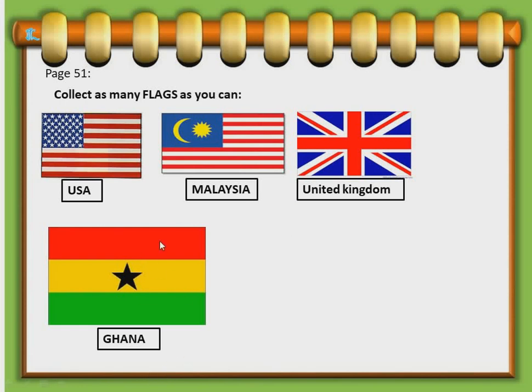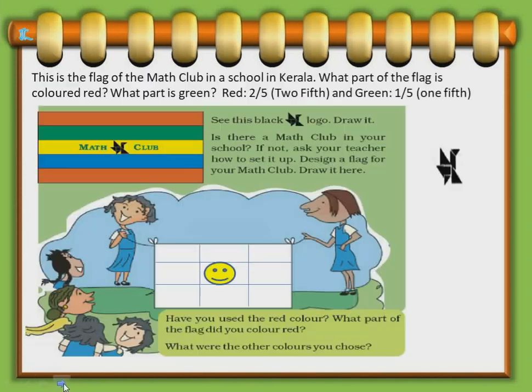For example, in this flag, how much can we say is red? 1/3. Yellow, 1/3. Green, 1/3. Okay, now the next one. This is the flag of a Math Club in a school in Kerala. What part of the flag is colored red? What part is green? Math club means in a school, if a maths group forms a club, that is known as a maths club. They are asking us what part of the flag is colored red.